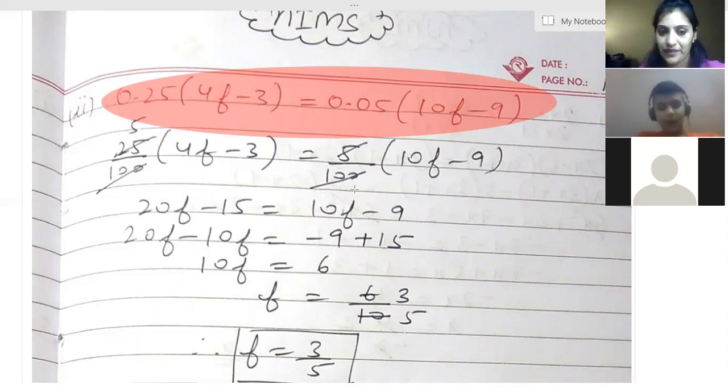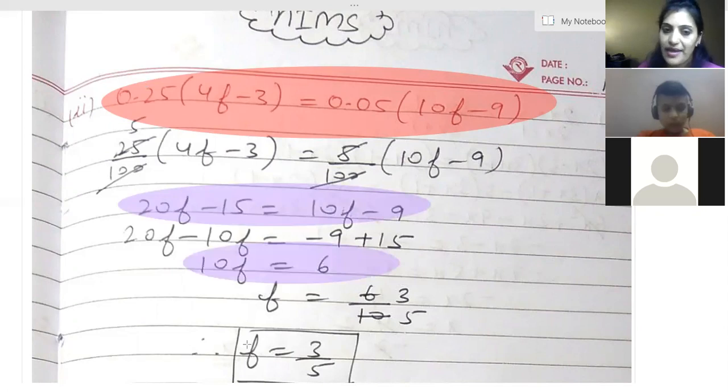Ma'am, 3 upon 5. Yes. So after solving, I am getting 20f minus 15 is equal to 10f minus 9. So 10f comes out to be 6. So f is coming out to be 3 by 5. Yes.